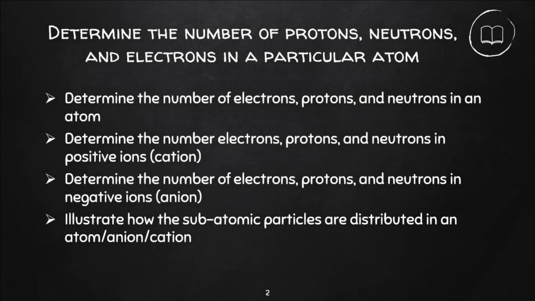For this video, what you're gonna learn is still under the melt of determine the number of protons, neutrons, and electrons in a particular atom. But the focus of this video are the following. First, determine the number of electrons, protons, and neutrons in an atom. Second, determine the number of electrons, protons, and neutrons in positive ions or cation. Third, determine the number of electrons, protons, and neutrons in negative ions or anion. And lastly, illustrate how the subatomic particles are distributed in an atom, anion, and cation.